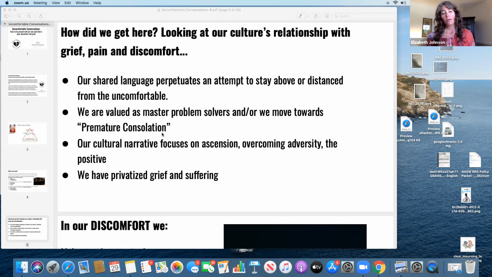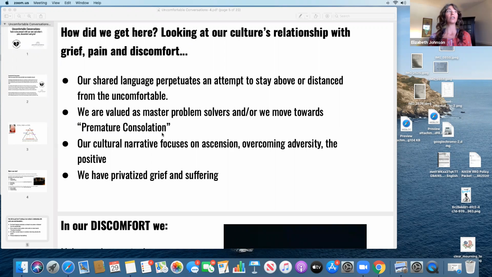So one thing to note is as a culture, couched in our language is really this inherent distancing from or defense against anything that's not comfortable, anything that feels a little bit demanding. And as an example of this, when we look at the language that we use surrounding discomfort or pain, we can often hear ourselves saying things like, I'm coping.